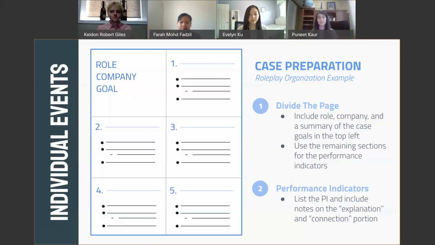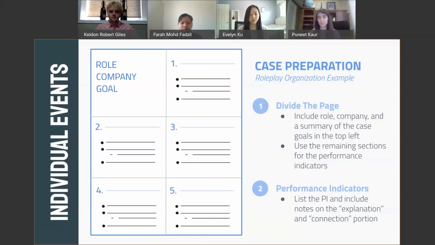And you can just have a summary at the top of the page so you remember what your role is, what company you're working for, and what your objective or goal is throughout the presentation. So you can refer to it easily because it's at the very top. Then we just recommend spending the rest of the sections on PIs. You write the PI at the top and make basic notes on defining it, tying it back to the case, and explaining how it ties into your solution.